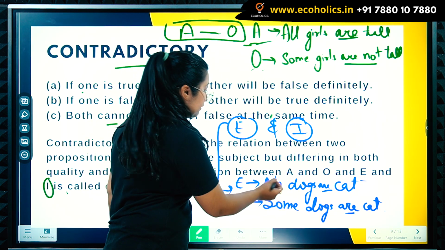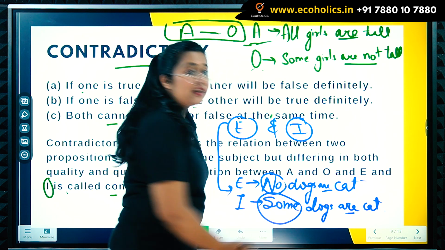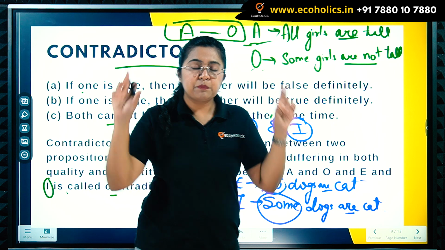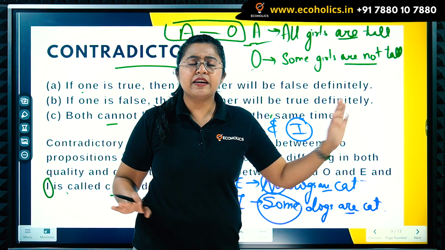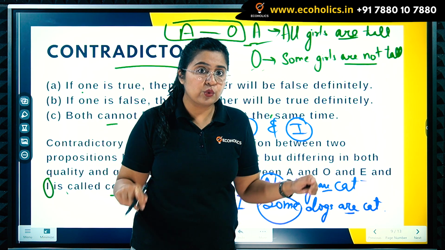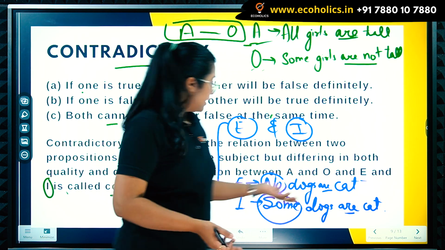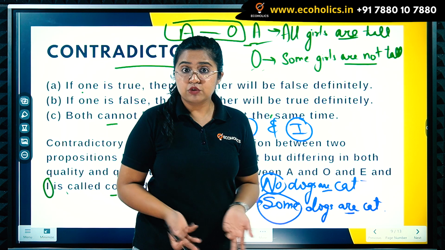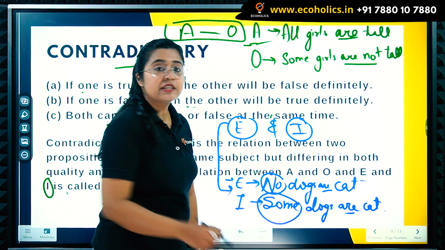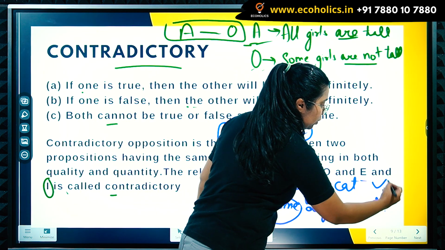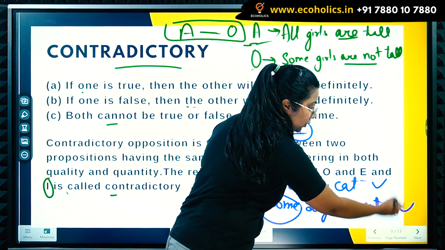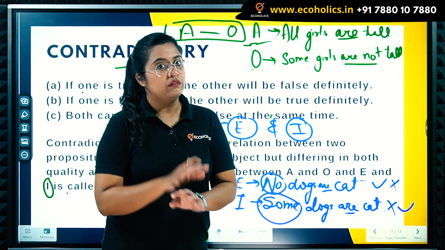However, quantifier is different. If we put it logically, no dog is cat, no window is table. If that is true, then how can "some dogs are cat" be true? So if E type of statements are true, then this definitely has to be false. And if this is true, then this definitely has to be false.